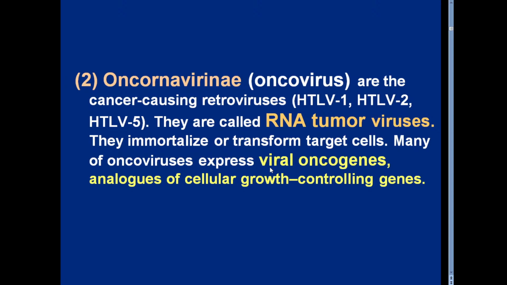The next subfamily, Oncovirinae, oncoviruses is another name. In this subfamily are cancer-causing retroviruses, HTLV-1 and HTLV-2. They immortalize and transform target cells. Many oncoviruses express viral oncogenes, analogs of cellular growth controlling genes.